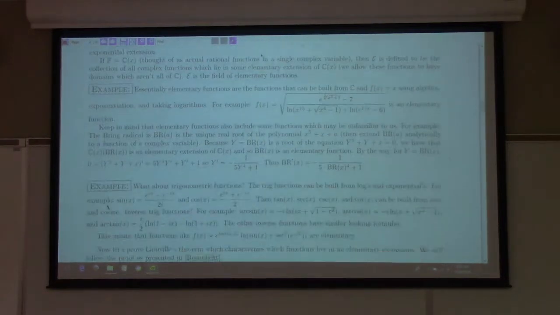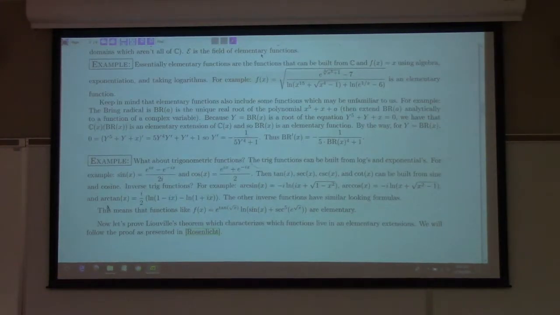Elementary functions can be defined in terms of being the solution set to some relatively unknown differential equation, like this one, the so-called Bring radical. It satisfies this differential equation, which I think means it's a logarithmic extension, or, well, anyway, it's an elementary extension of the rational functions of the complexes. And trigonometric functions, you can also build those from logs and exponentials, so those are also elementary. All right.